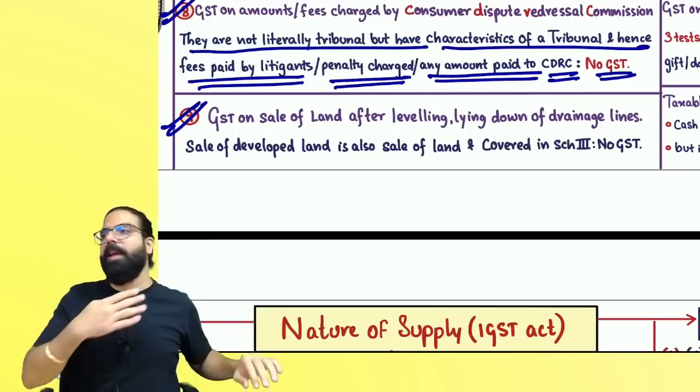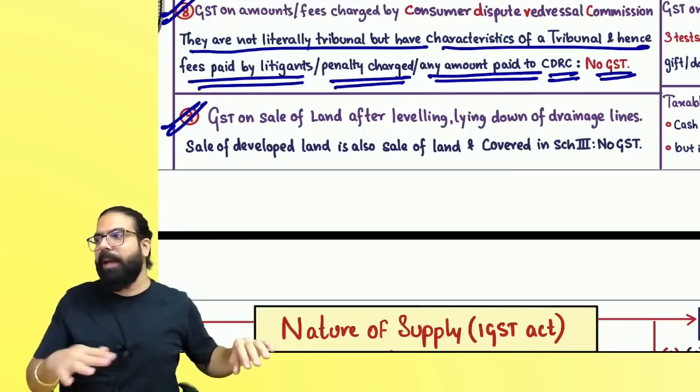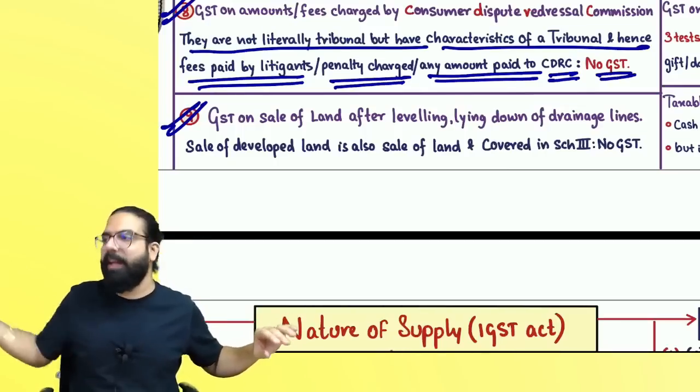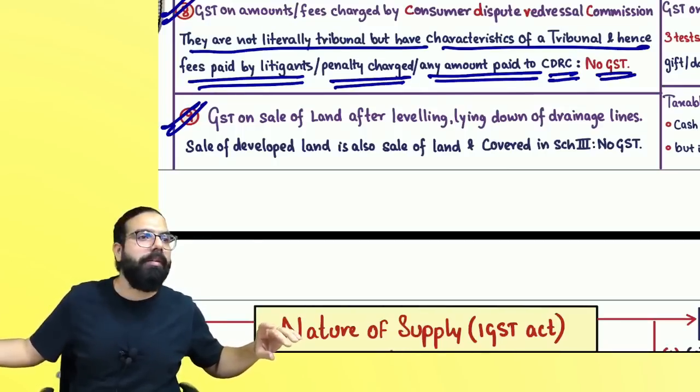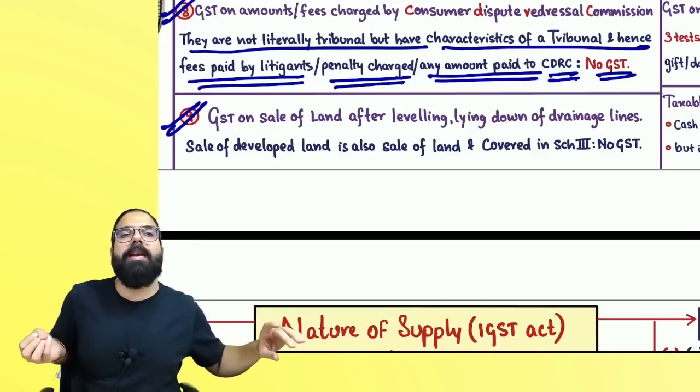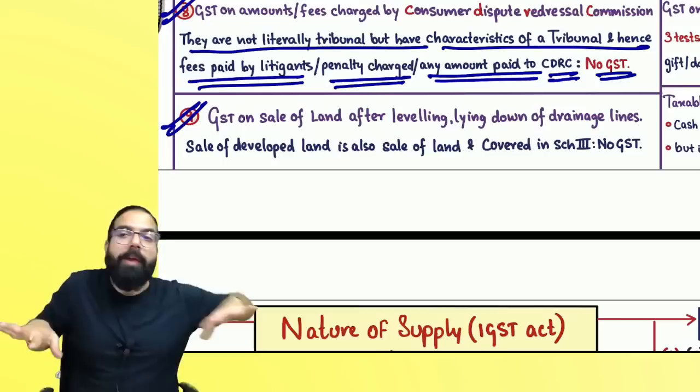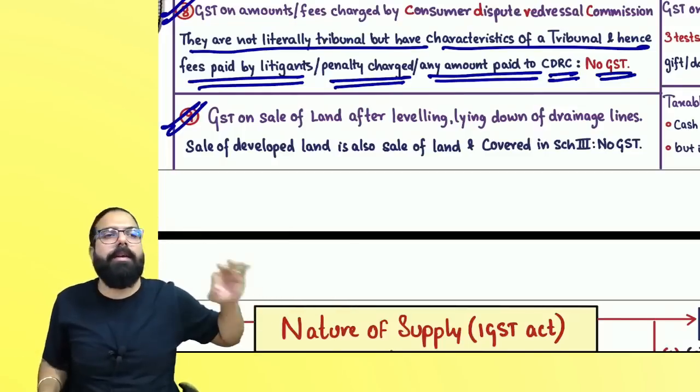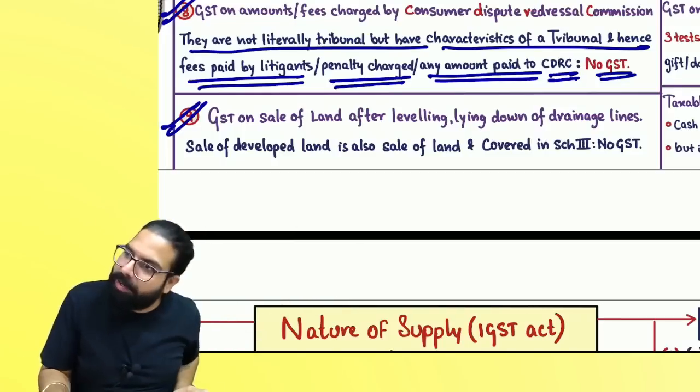But remember one thing: if I am the developer who develops the land, for development, whatever services I take, road roller services, laying of pipeline related services, on those services GST will come. When I sell the land, that is neither supply of goods nor supply of service. Can I go ahead, everyone?